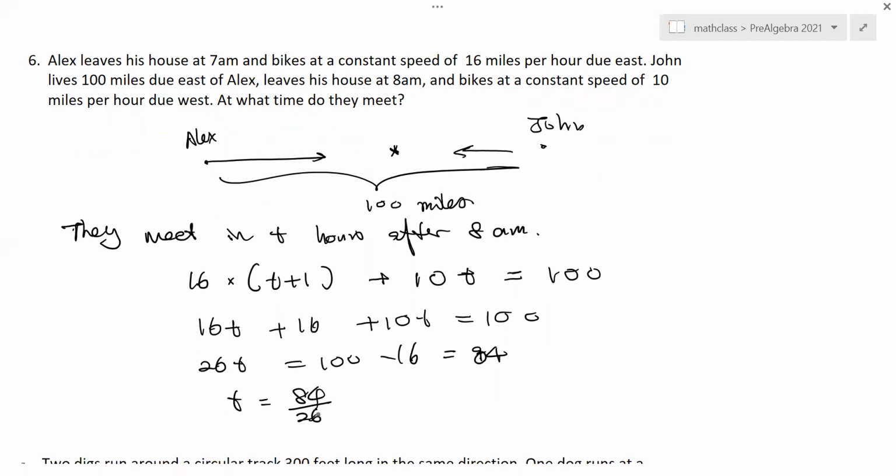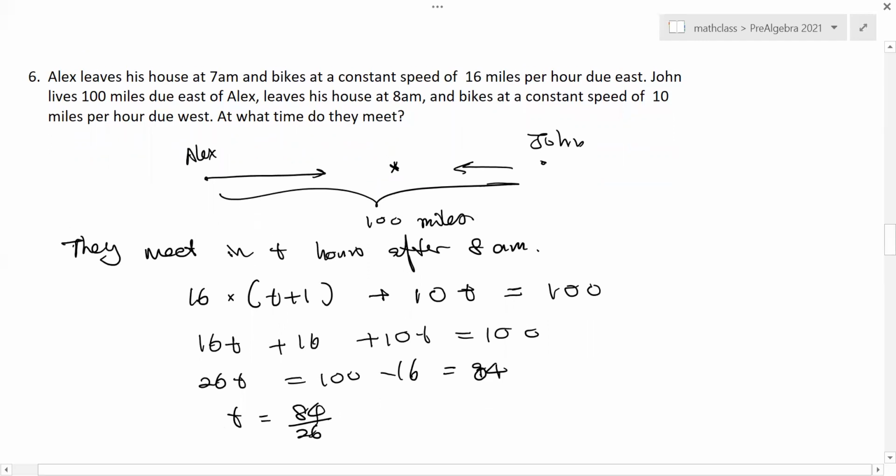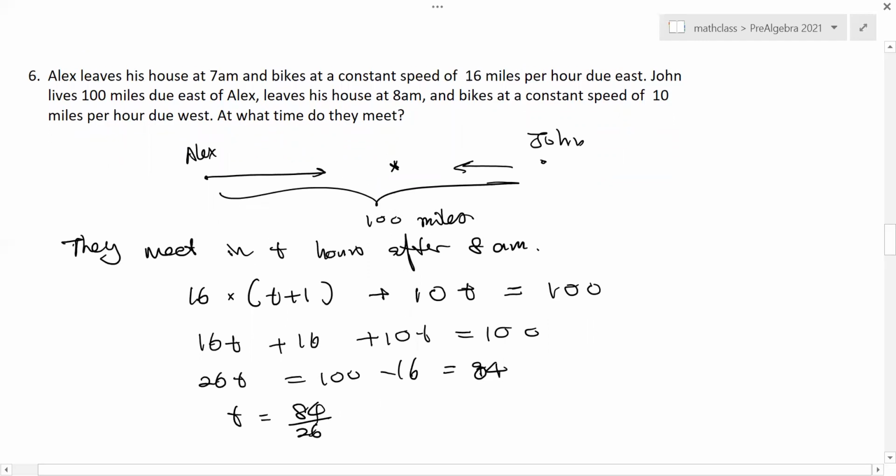So we just simplified a little bit, right? So 84 divided by 2 is 42, and here's a 13. Anyway, this is in hours, so you just need to add it to 8. Let's convert it to minutes.